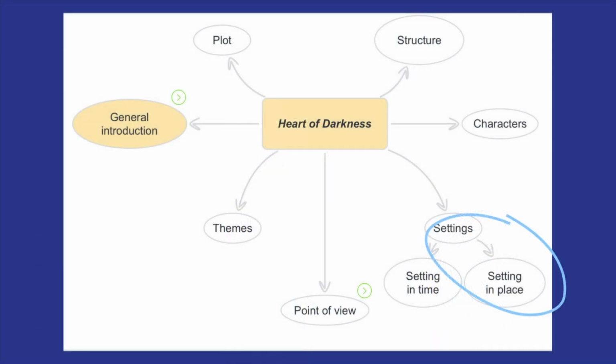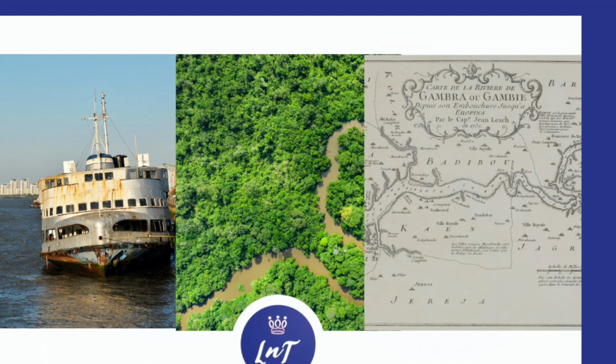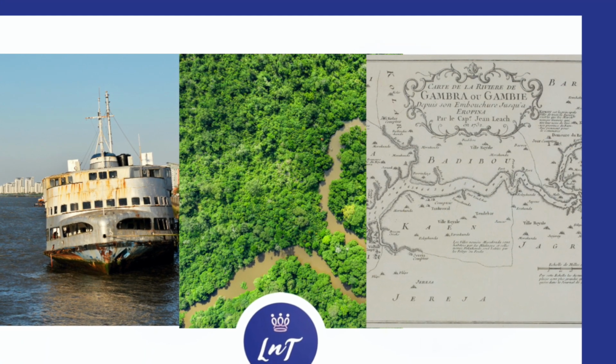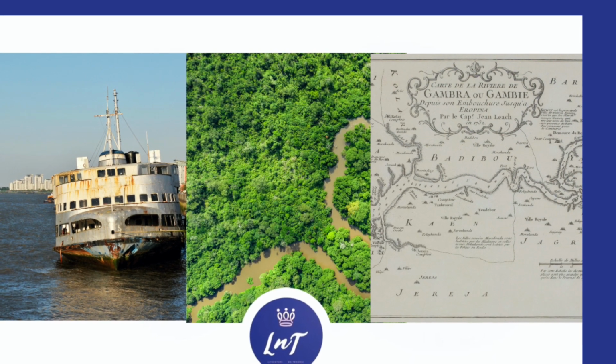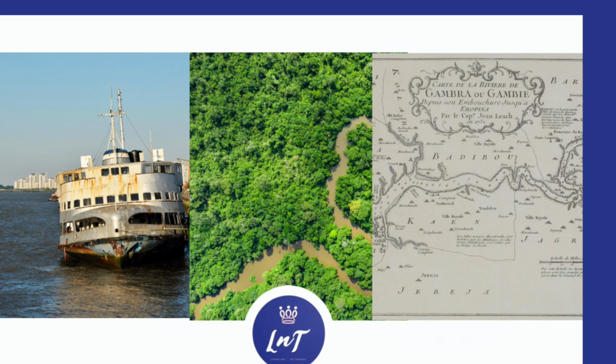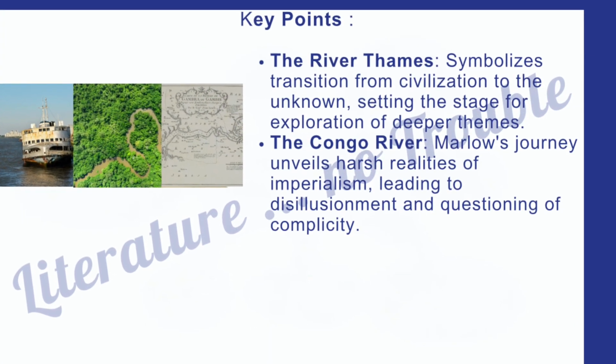Let's examine the setting and place. Our journey in Heart of Darkness starts in London along the River Thames. This river symbolizes more than just water. It's the boundary between civilization and the unknown. Then we have the Congo River from the outer to the central station.